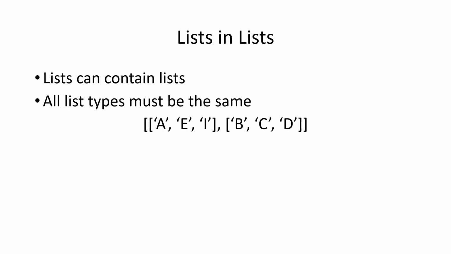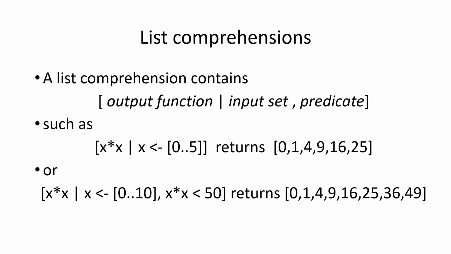Lists can contain lists of lists. Remember that all the elements in a list must be the same type. So if you have a list of characters, then the other lists in that list must be lists of characters.